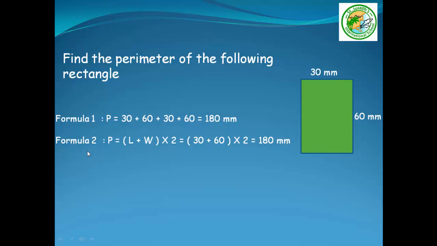Okay, what about formula 2? Formula 2, perimeter of rectangle equals length plus width times 2. The length is 30 plus width is 60, all times 2. That means we must add 30 plus 60 first and then multiply the answer by 2. 30 plus 60 equals 90. 90 times 2 equals 180 millimeters.